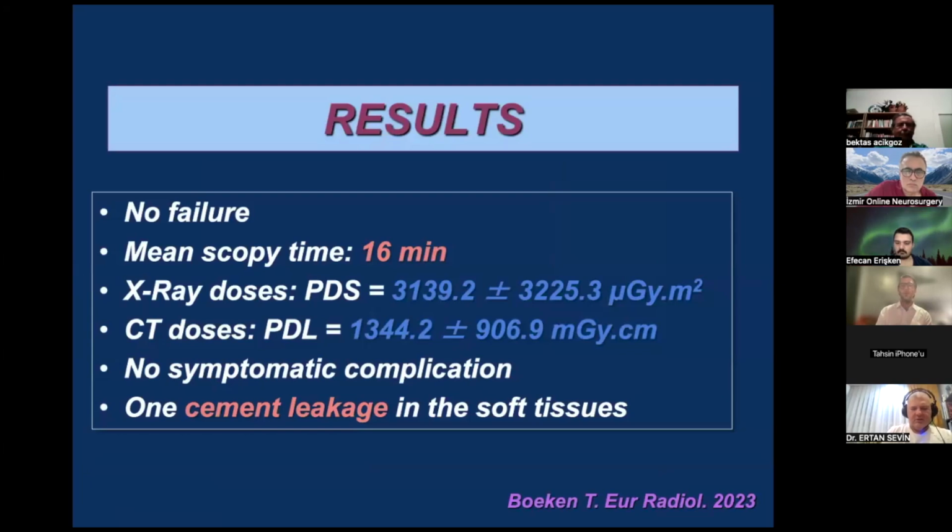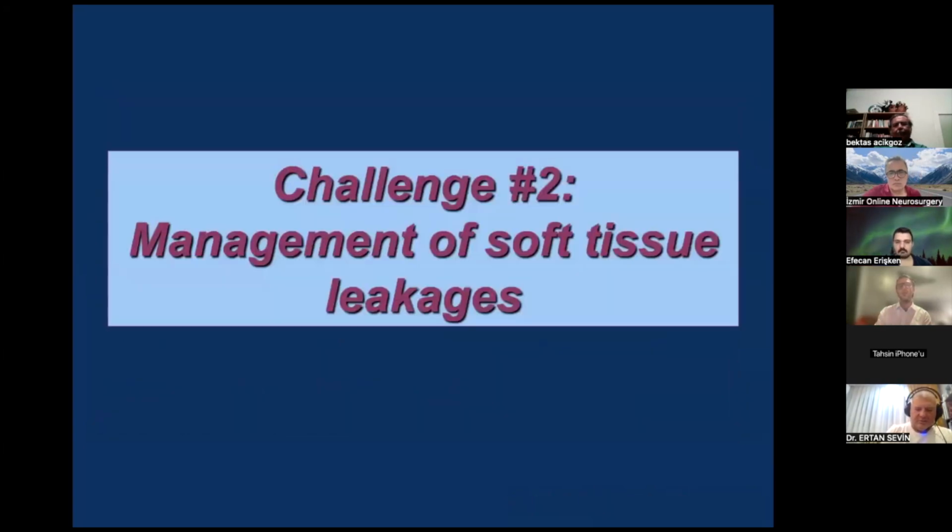And just a few words about the results of our preliminary experience. So it helps to reduce the scopy time. So it reduces the time of the procedure, and also it reduces the X-ray dose delivered to the patient, and we had no major complication using this technique.